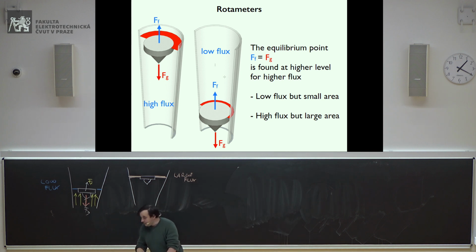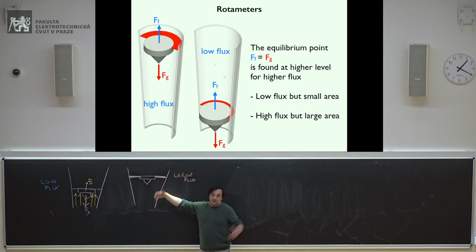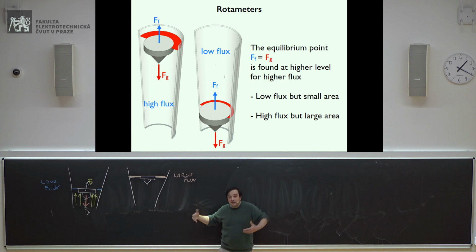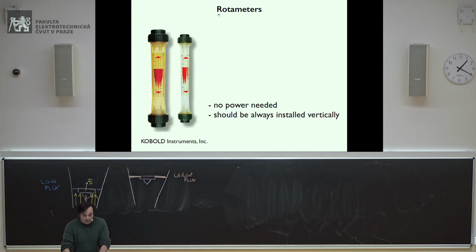You can either have a low flux here, but also low cross-section, or you can have a large flux and also large cross-section. Totally, they will give you always the same force. These are two typical examples of rotameters. So you just install them. Of course, the advantage is that you don't need any power because there is nothing electric there. But unfortunately, you should always remember that you must install them vertically because they are based on gravity. If you install them horizontally, as soon as you get a minimum flux, boom, you get to the maximum of the scale. Fine.